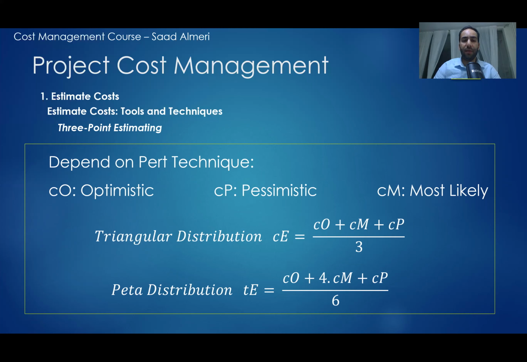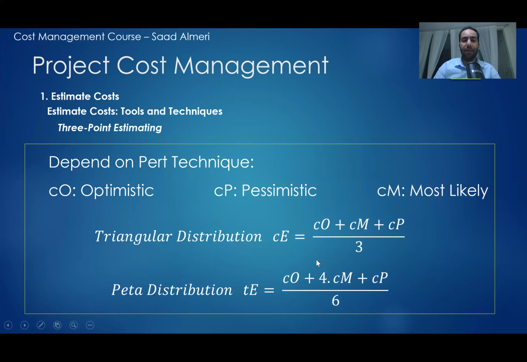And then in this tool, we have two types of distributions. The normal triangular distribution is the average of the three values. So we take the average of the optimistic, pessimistic, and most likely values. We divide them by 3.